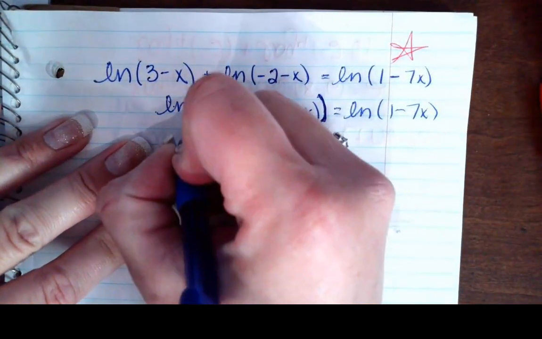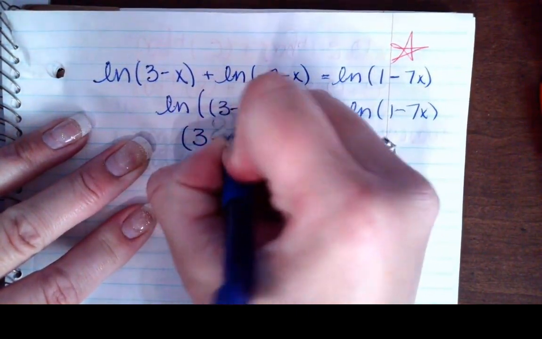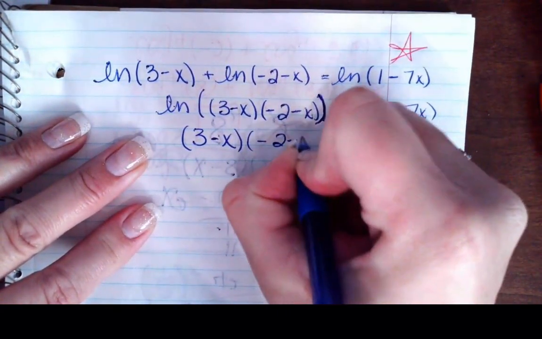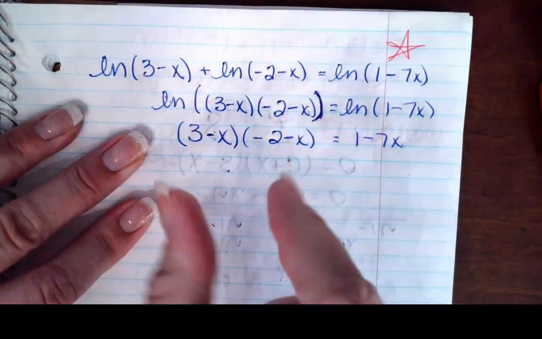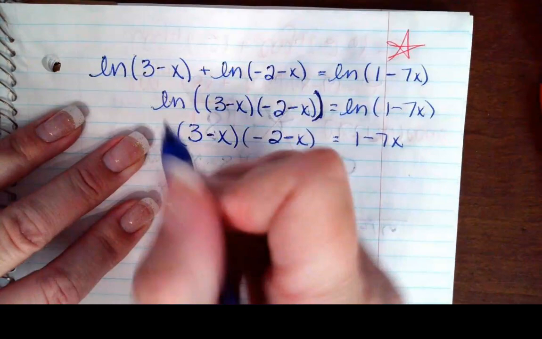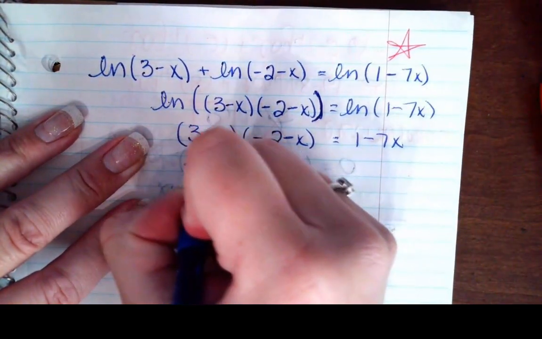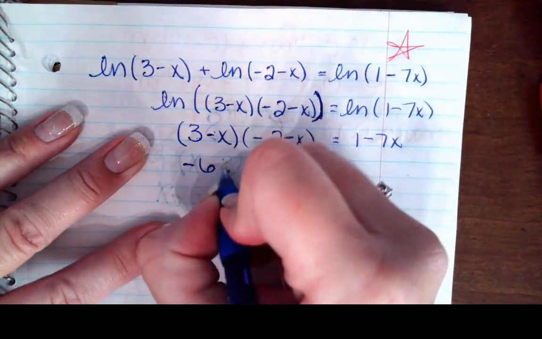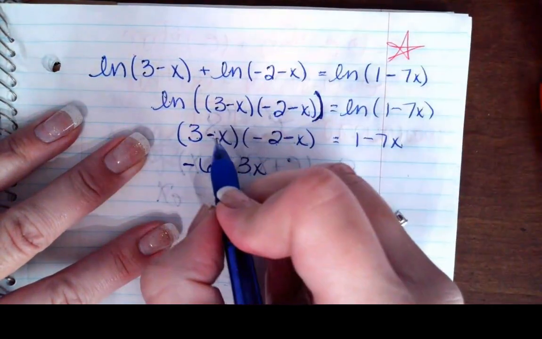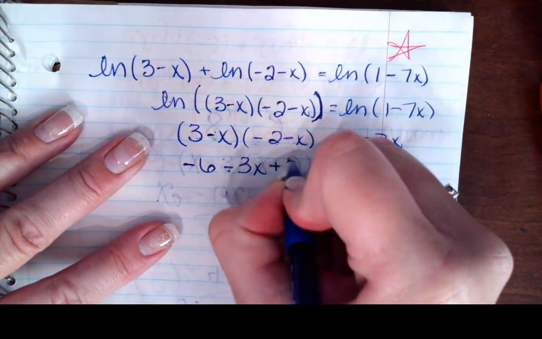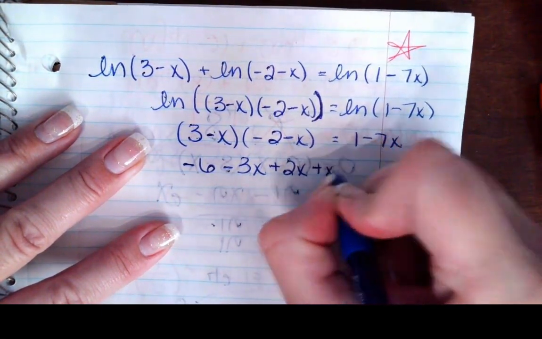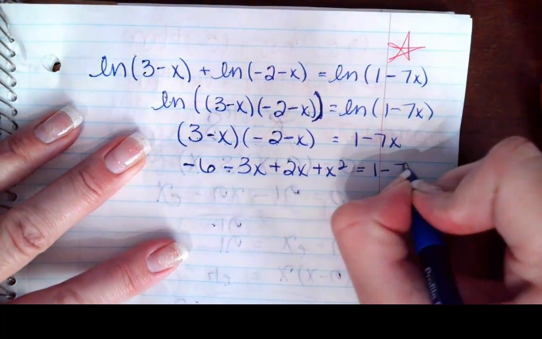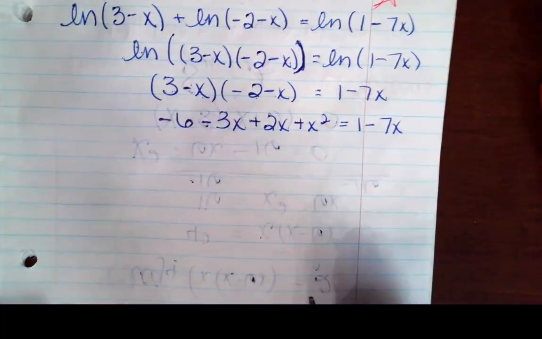So I've got 3 minus x times negative 2 minus x, and that needs to equal 1 minus 7x. So I'm going to FOIL this out. So 3 times negative 2 is negative 6. 3 times negative x is negative 3x. Negative x times negative 2 is positive 2x. And negative x times negative x is positive x squared. And that leaves me with 1 minus 7x on the right.